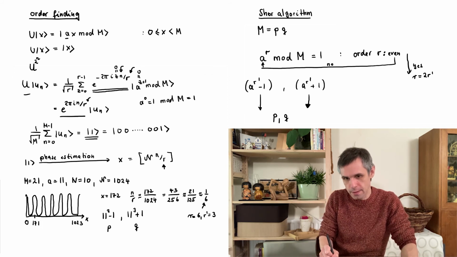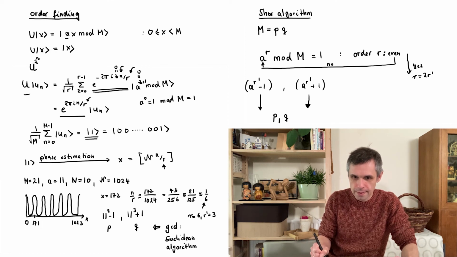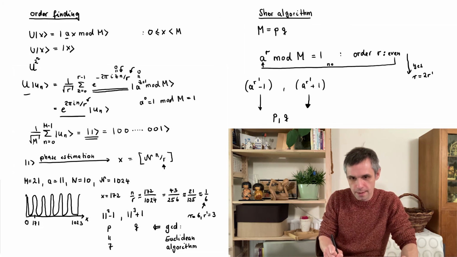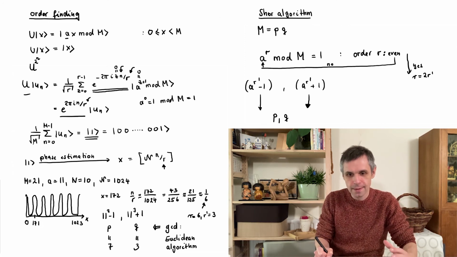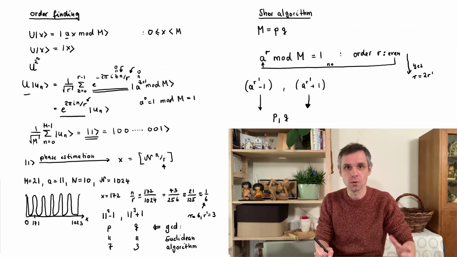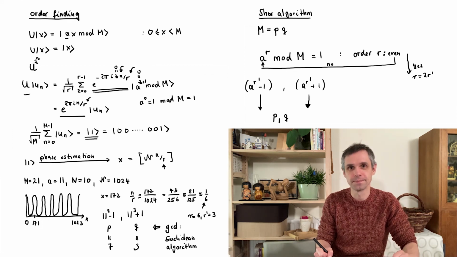And these will then be the greatest common divisors of these numbers with m. And so we can figure them out by applying the Euclidean algorithm. And as described before, this will give us the values 7 and 3. And then we can see that these are indeed the prime factors of 21. So this is how the Shor algorithm works for this particular example for m equal to 21.